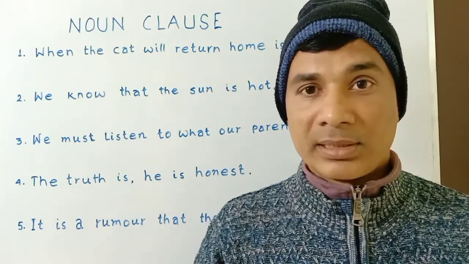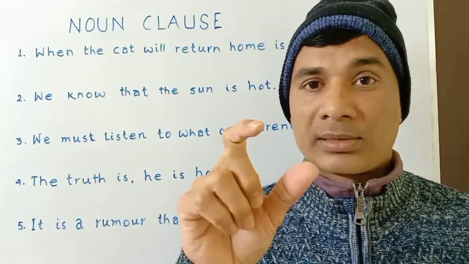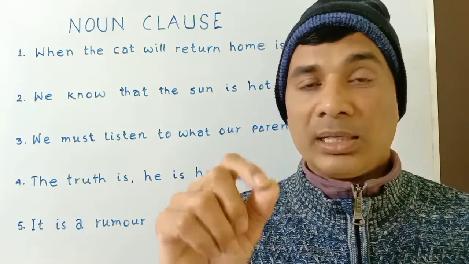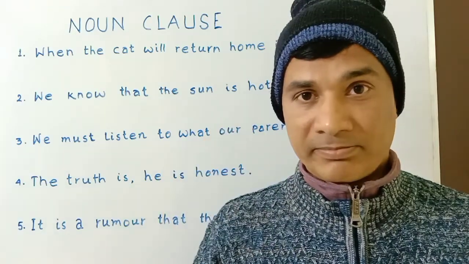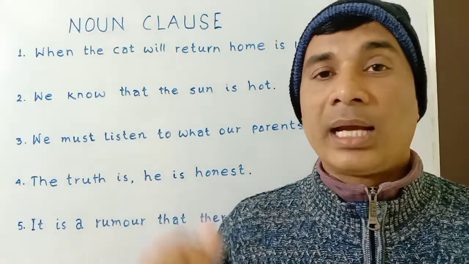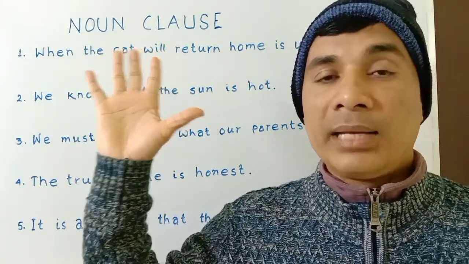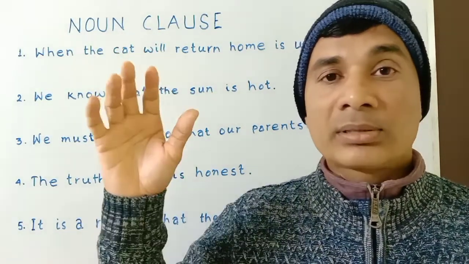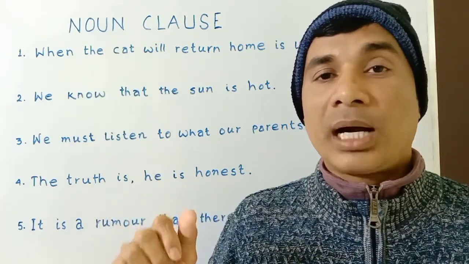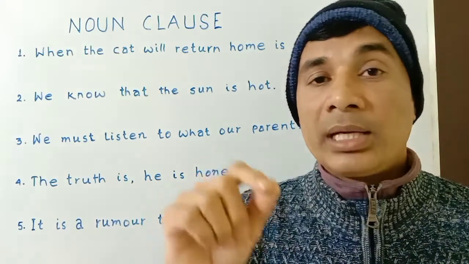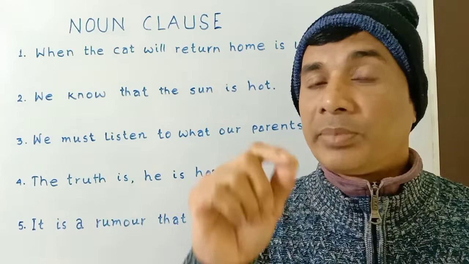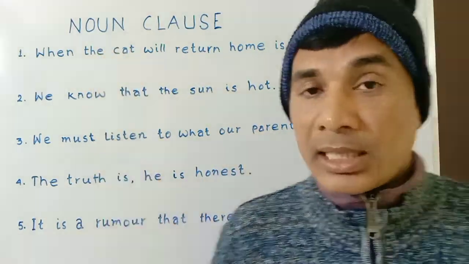A noun clause is a group of words with a subject and a finite verb that does the work of a noun. Today we are here with the noun clause, and it is used in five ways. Look at the board. I will show how they have been used in sentences. Follow my pen, follow what is written here.